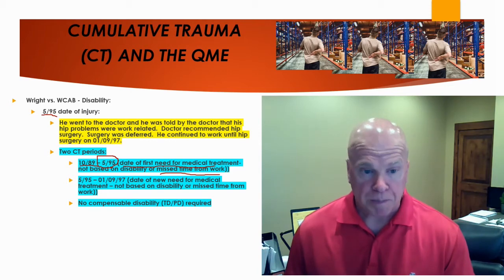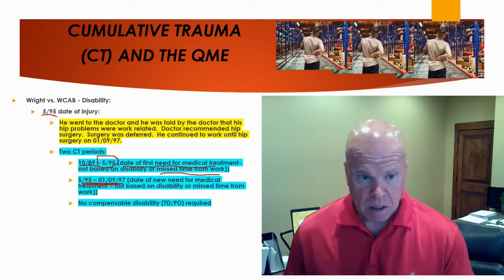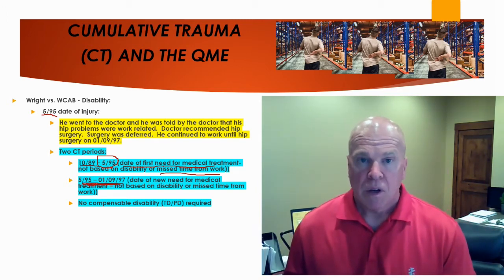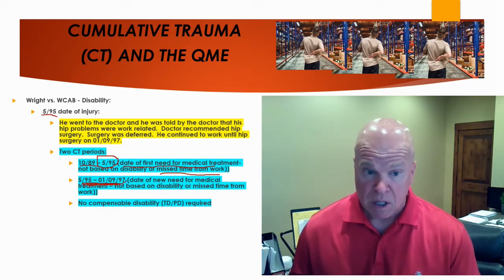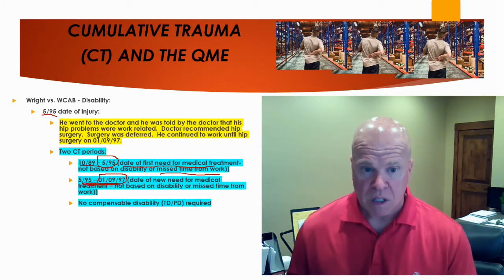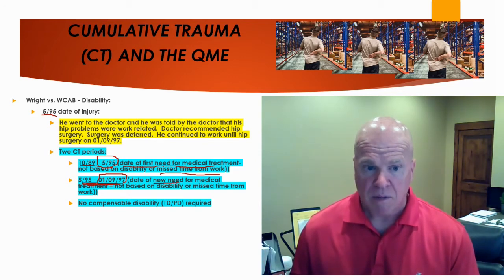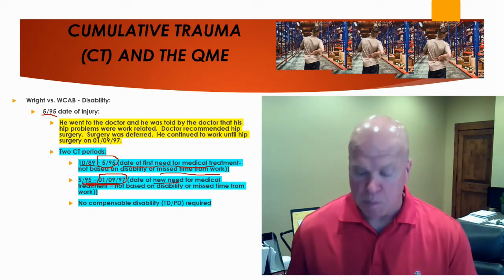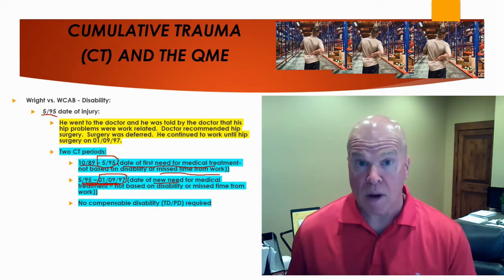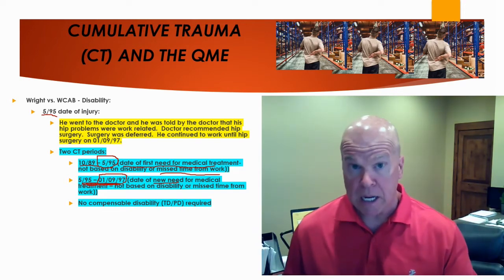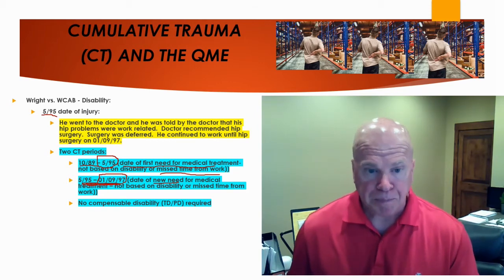Well, the judge found a second period of cumulative trauma, 595 through 197, and 197 established the date of the second cumulative trauma injury, because that was the date of a new need for medical treatment. The medical treatment in this case involved hip surgery, an aggressive and significant form of medical treatment, and a significant change in the medical treatment.